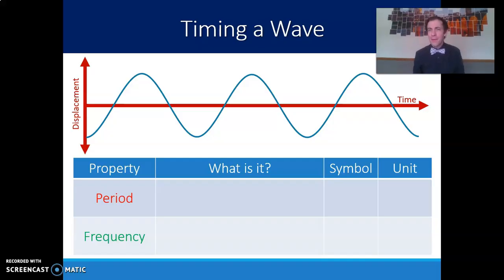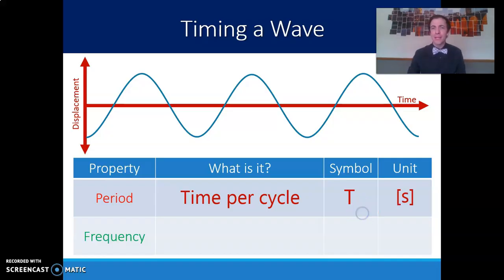So one way that we can time a wave is to count how long it takes in between crests or troughs or identical parts of the wave. We call this the period. So the period is the time per cycle. And period actually shows up other places in physics as well. But here we're going to refer to period with the symbol of a capital T. T stands for time. Lowercase t will just be a generic time. But a capital T is the time it takes for one wave exactly.